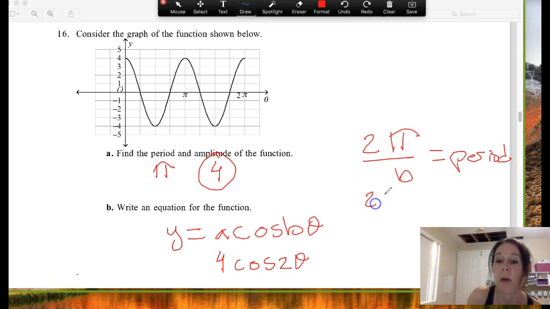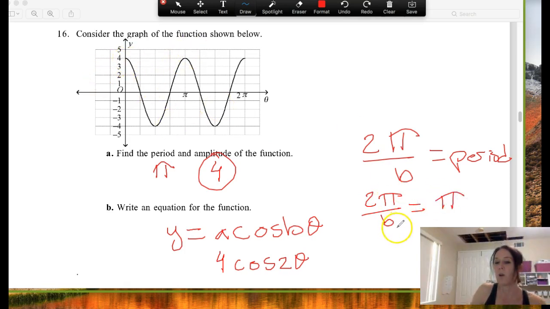Okay, well, I need to figure out what B is for my equation. So I'll go 2 pi over B. I know my period by looking at the graph is pi. So what does B have to be? It has to be 2, because if this is 2, 2 pi divided by 2 gives me just pi. So there's my equation. Y equals 4 cosine 2 theta.